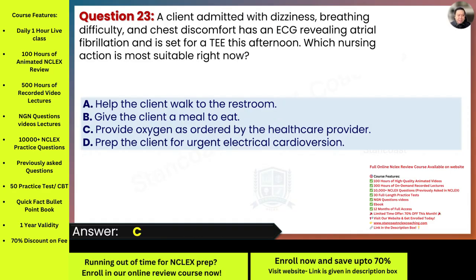Letter B, give the client a meal to eat. This is inappropriate because the client is scheduled for the TEE.